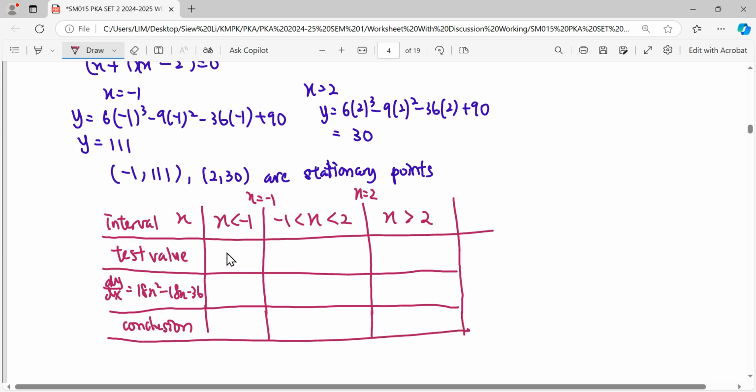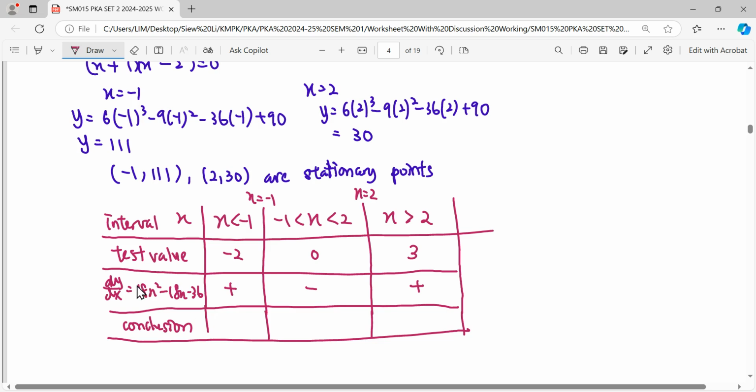So for less than negative 1, we can pick negative 2. Between negative 1 and 2, we can pick 0. More than 2, I can pick 3. So when you substitute inside, you just want to make sure you get negative or positive. So this one is negative. This one is positive. And after 2, it will be positive.